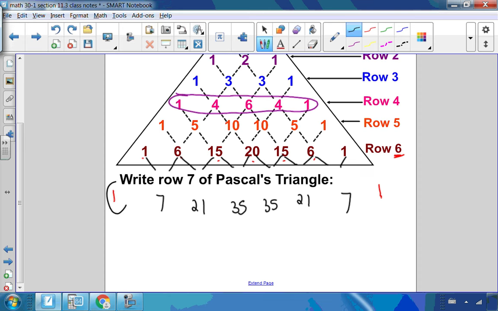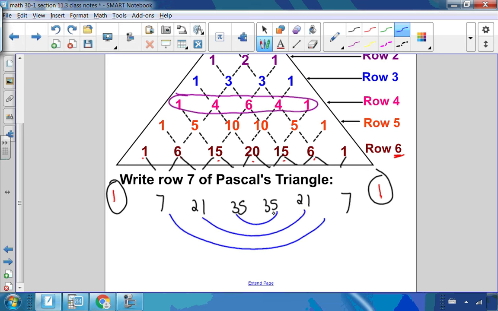So again, some patterns. Notice I start and end with 1. And then notice these are mirror images of one another. Okay, that's always going to happen with every single row. Okay, so we're going to put everything together. We're going to put the patterns of the coefficients, the patterns of the variable, put it all together to expand something.